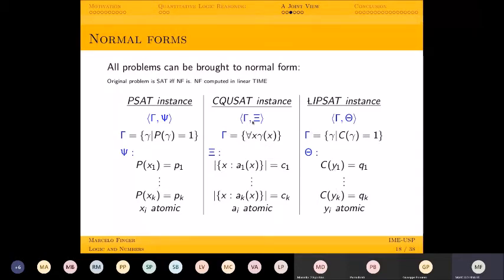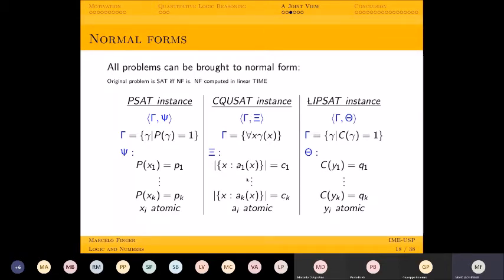Okay, and here in the CQU SAT, the equivalence is gamma in a normal form are the formulas that are true everywhere. So formulas of the form for all x, gamma of x. These formulas may have Boolean combinators inside, and here we have cardinality constraints only on atomic formulas. So A of x is a predicate in our language, A1 of x, etc. This is valid for all of these. We can bring any formula to this normal form in linear time.